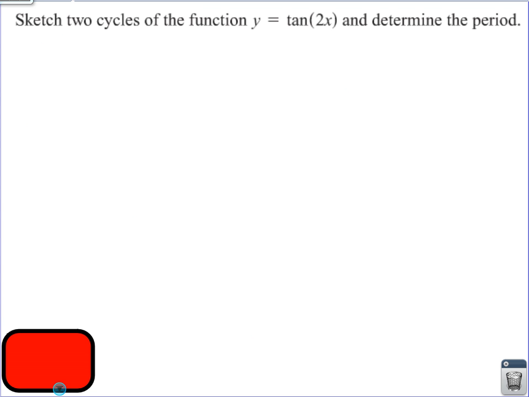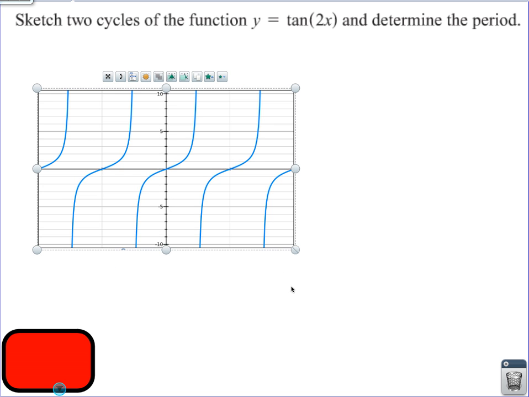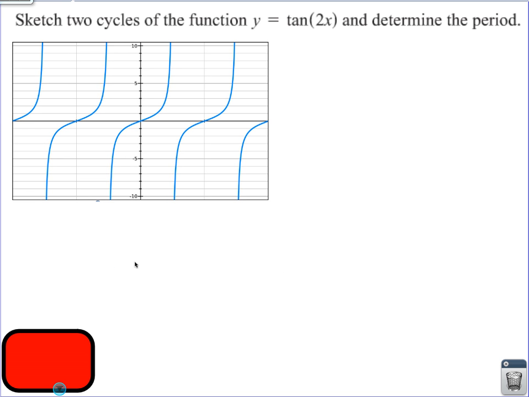Sketch 2 cycles of the function y equals tan 2x and determine the period. And you can sketch it if you want to. The way you would sketch it, you know your table of values. You know the tangent of 0 is 0. The tangent of 30 degrees is square root of 3 over 3. The tangent of 45 degrees is 1, and so on and so forth.